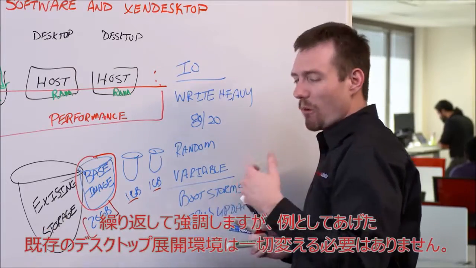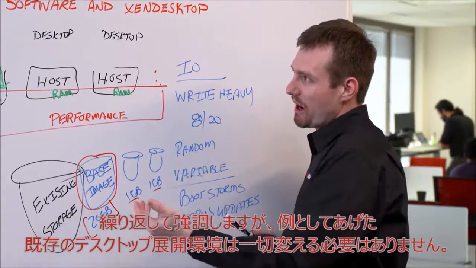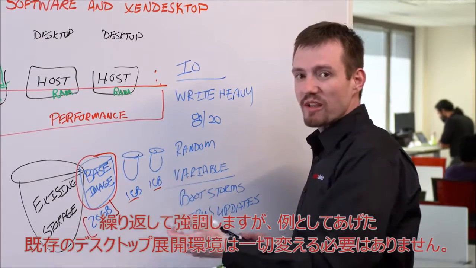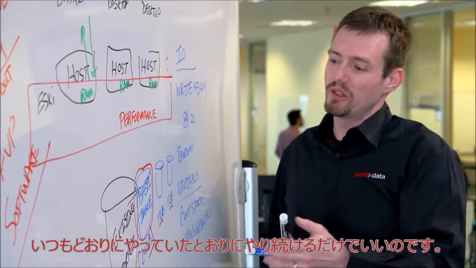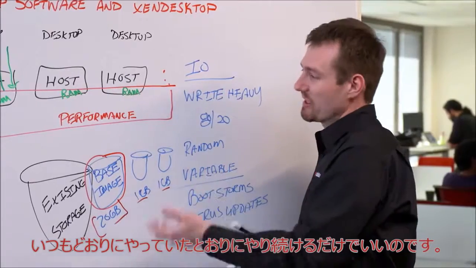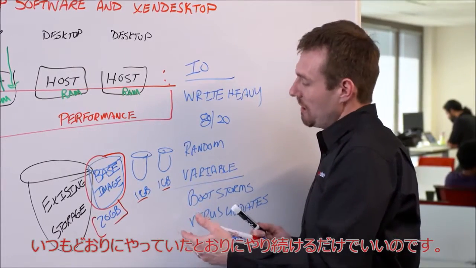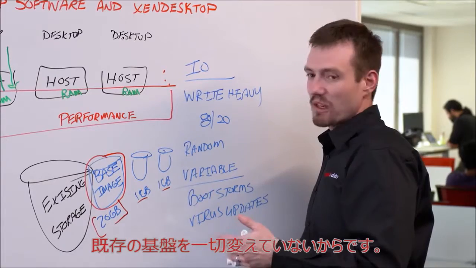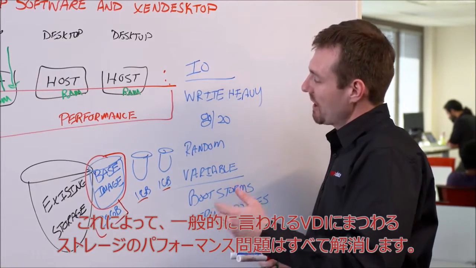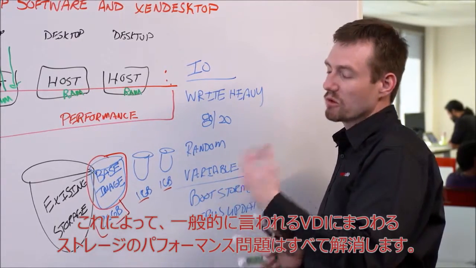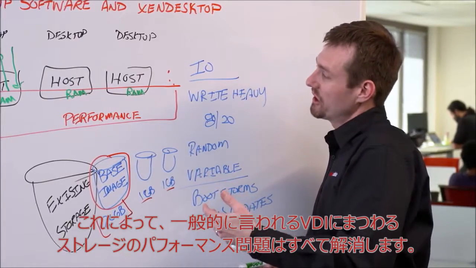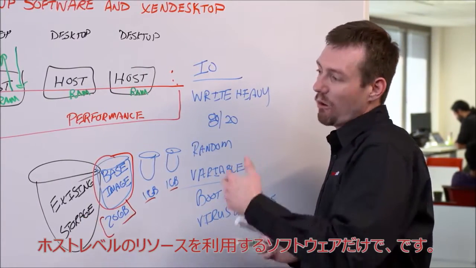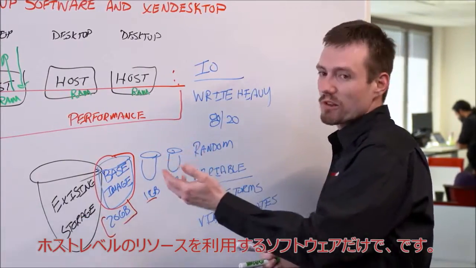Now again, I want to emphasize that we're not going to change anything about the existing environment, the way we provision desktops as an example. The beauty there is that you'll continue, again, to provision exactly the way you normally do. Right? We're not going to change anything about that existing infrastructure. So we'll do that to actually eliminate all of the storage performance issues usually associated with VDI, all with software using host level resources.